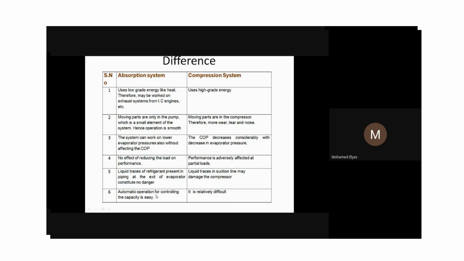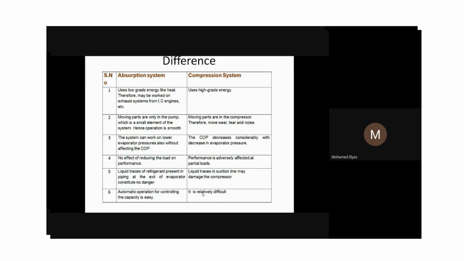And then automatic operation, controlling the capacity, is easy. Nowadays we cannot say the experimental work is relatively difficult, even in vapor compression it is okay. Now we have sensors in vapor compression refrigeration, then we have a thermostat, and I hope you would have done some experiments. It is a balanced one.